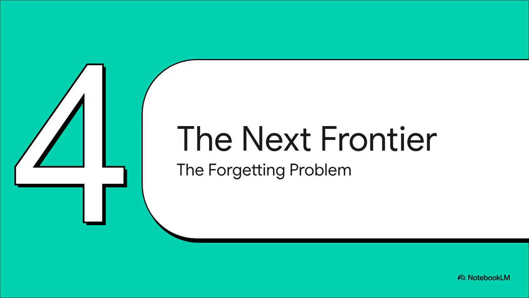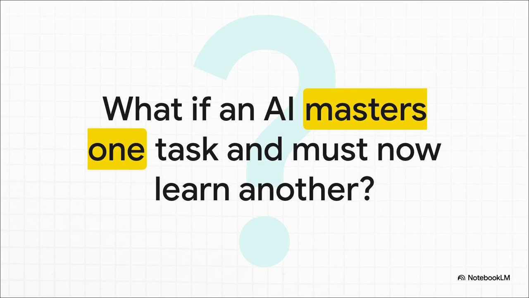So we've seen how AI can learn a task. But what's next? What's the next big mountain for AI to climb? Well, it turns out to be something that you and I do without even thinking about it. Remembering. I mean, really think about this for a second. You can spend weeks, even months, training an AI to be a grandmaster at one specific task. But what happens the moment you say, okay, great job, now I want you to learn something completely new? What happens to all that knowledge it just worked so hard to get?